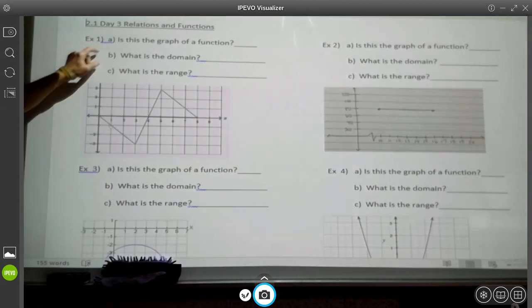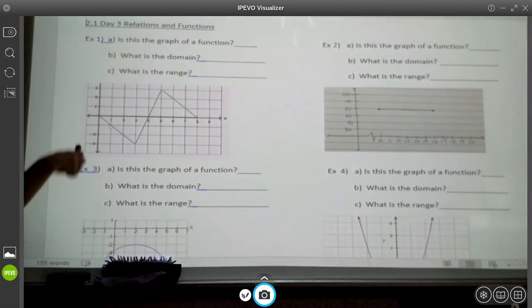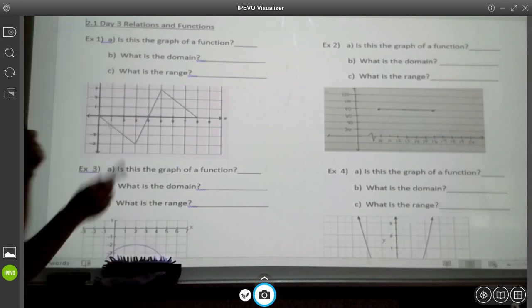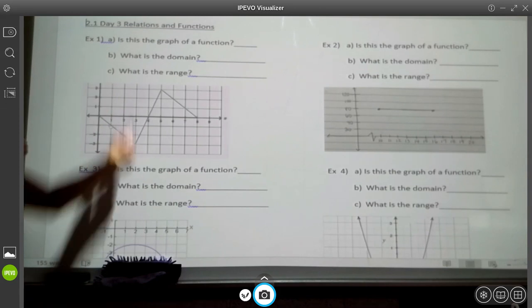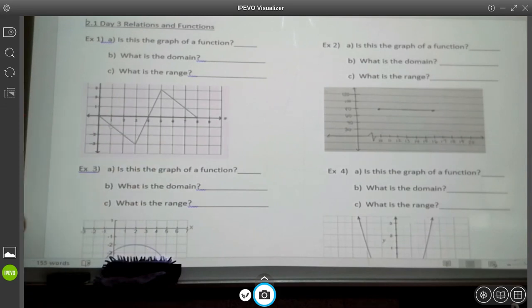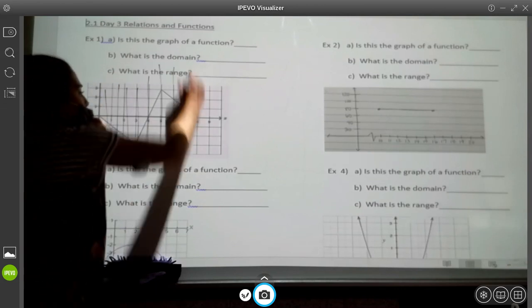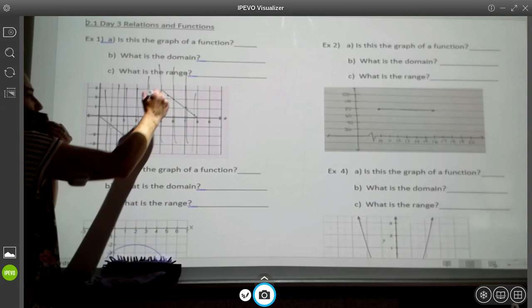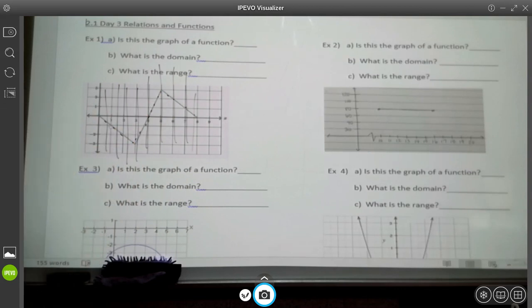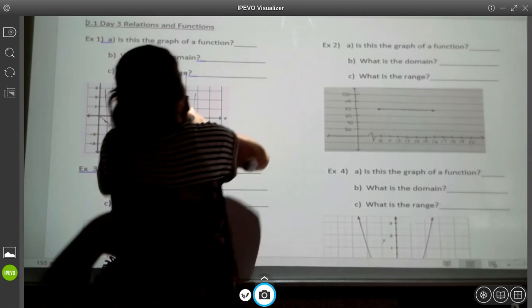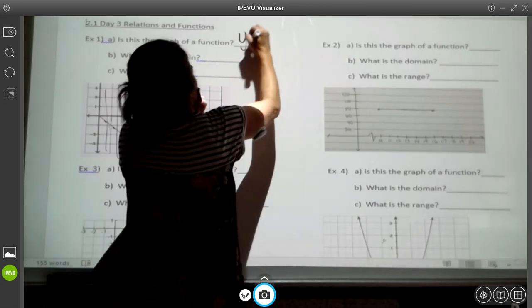So here we go. Is this the graph of a function? So guys, look at this graph. We know that the vertical line test says if you can draw a vertical line anywhere over this graph and it only touches one point at a time, it's definitely the graph of a function. So guys, look, if you draw a vertical line anywhere over this graph, it only touches it how many times? Just once. So is that the graph of a function? Yeah. Definitely. This is definitely the graph of a function.